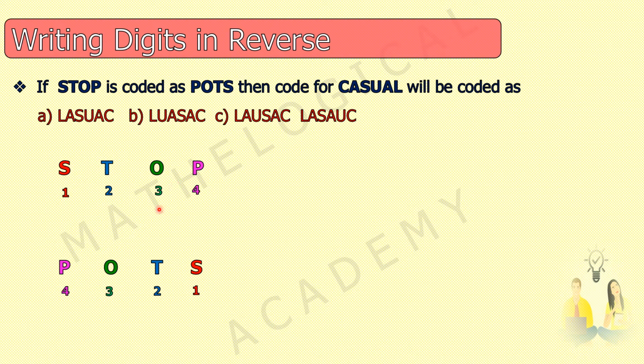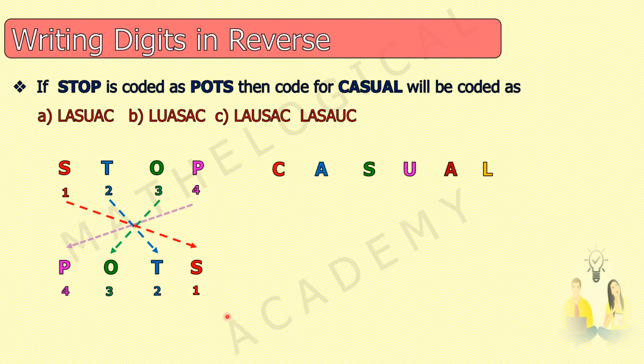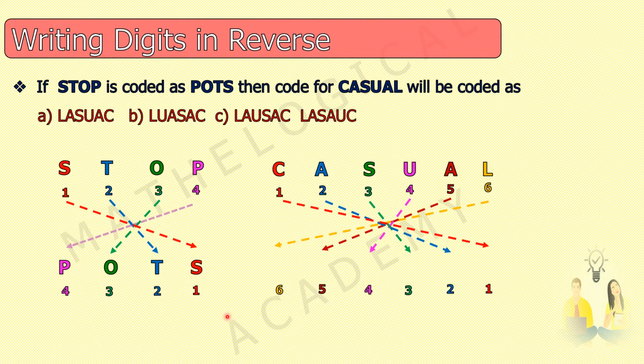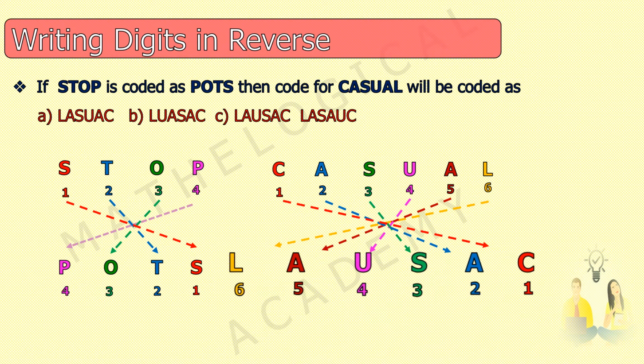At place 3 is kept at second place, and likewise. So we just reverse this word and we get our code. Similarly, we just reverse CASUAL, read it in reverse, and we get our code, which is LAUSAC. Easy one.